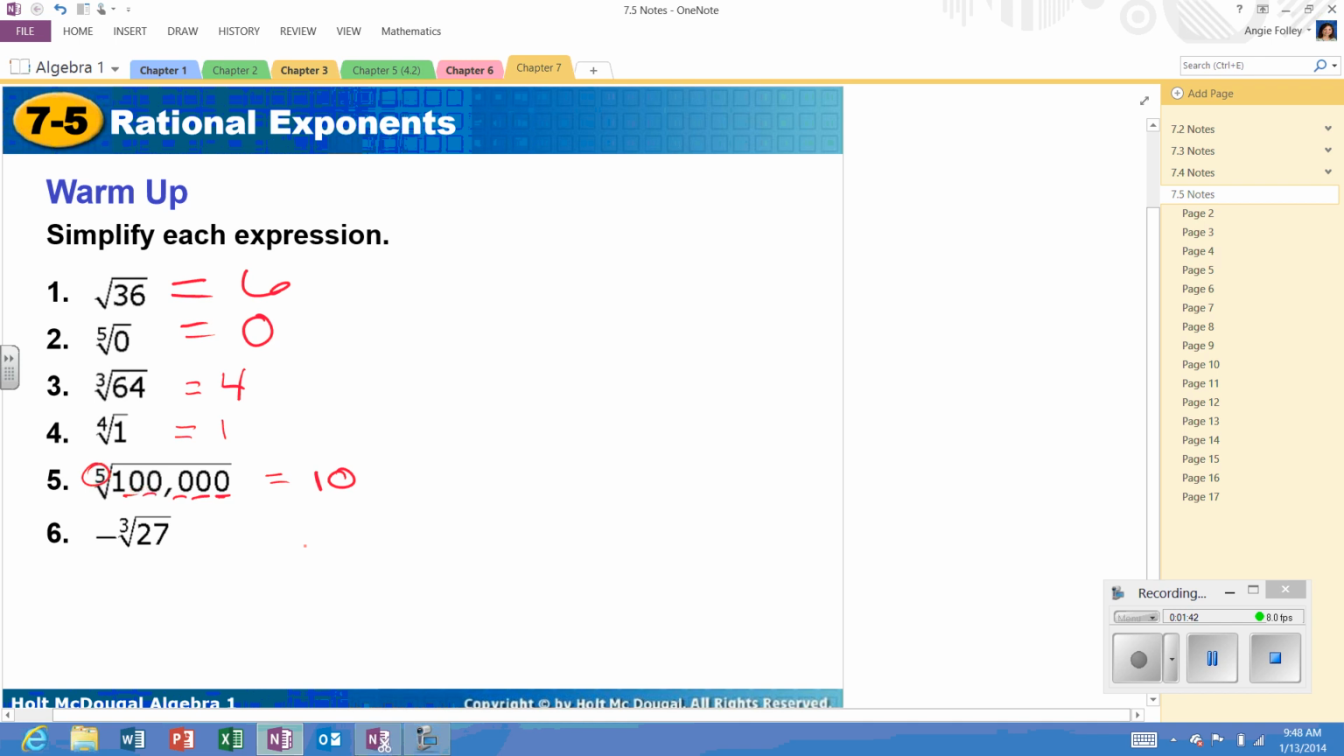Okay, in this one, the negative sign is out in front, so we have to put that out in front, and then the cube root of 27, so what number times itself 3 times gives you 27? Well, it's 3, so the answer is negative 3, because 3 times 3 times 3 is 27.